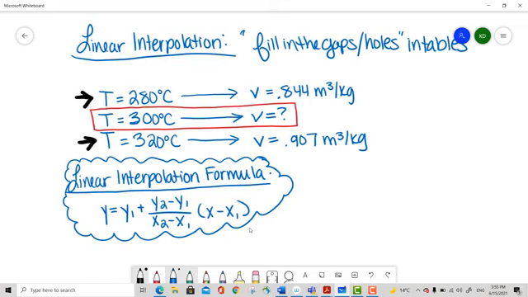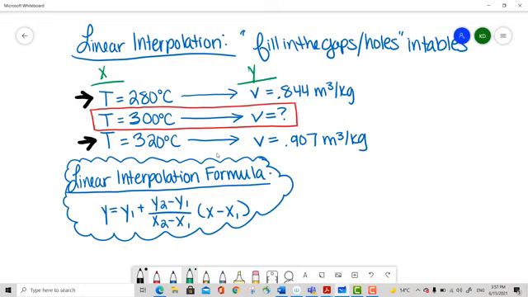Now let's use green. If you're having trouble remembering what is your y and what is your x, what we're trying to find right here is the only thing with a question mark, and this equation is set up for that. So if you ever forget, just remember that what you're looking for is your y. This is your y column, and this is your x column. Temperature is going to serve as your x, and specific volume is going to serve as your y. So we have our x and y columns.